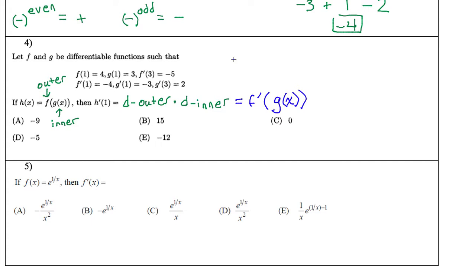That was dowder. This whole thing right here is dowder, the derivative of the outer. I need to now multiply that by dinner. Well, dinner is, let's see, inner. Inner is G of X, so I need to take the derivative of G of X. That's G prime of X. This thing is our dinner. We're going to eat him.